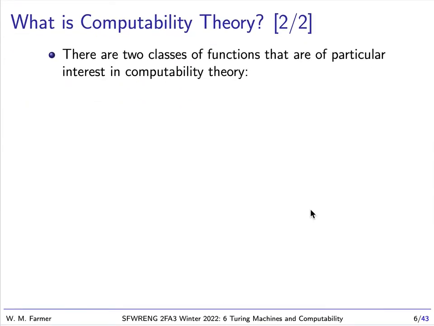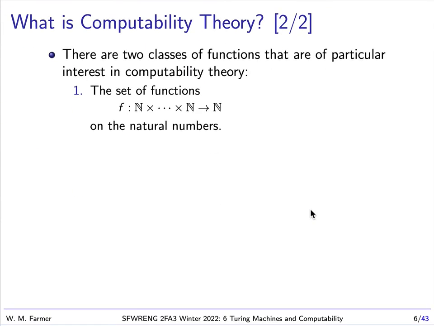So let's go back to what is computability theory. There are two classes of functions that are particularly interesting to us in computability theory. The first is a set of functions f that take any number of arguments as input, which are natural numbers, and give back a natural number as output. So this is an important set of functions that we will see again and again in computability theory.